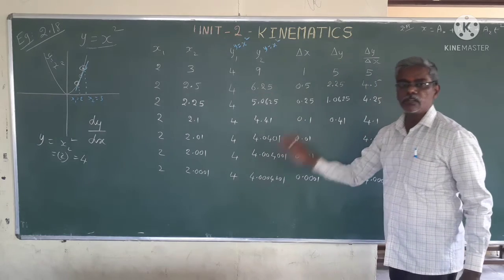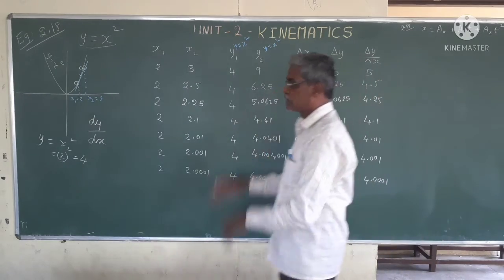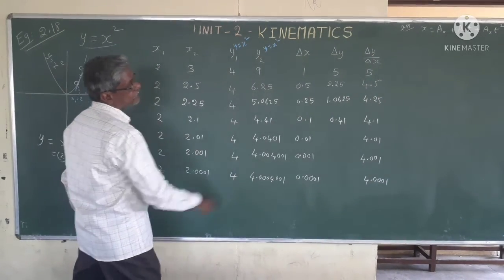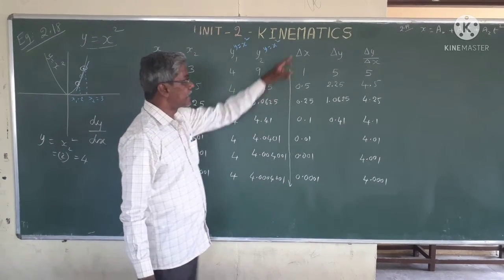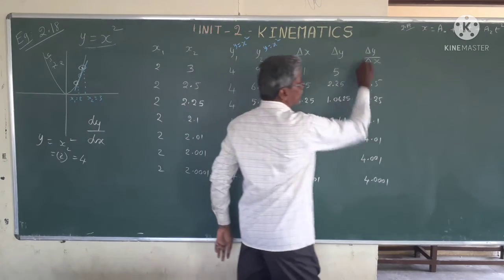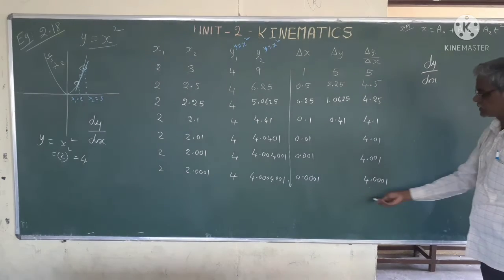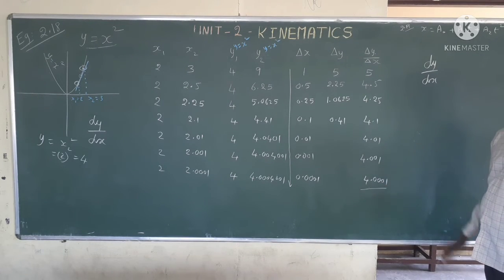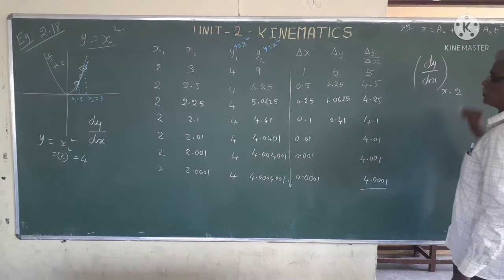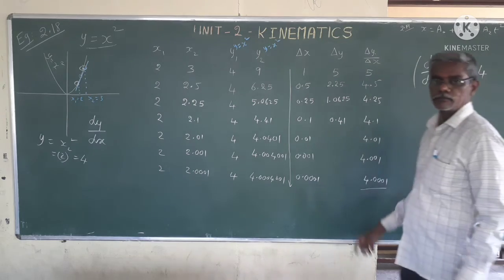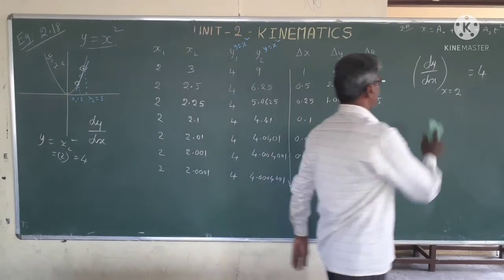So like this we will calculate. From this, what do we infer? From this we infer that as delta x decreases, that is, it tends to 0, delta y by delta x goes to 4, that is dy by dx at x is equal to 2, the value is 4. So from this you can calculate dy by dx.